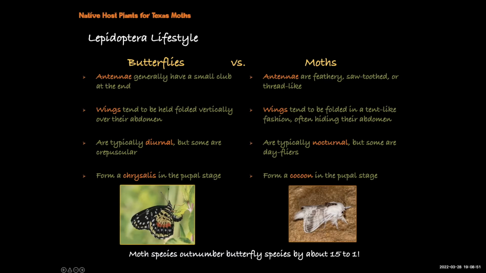Butterflies, for the most part, are typically diurnal or around during the day, but some are crepuscular, meaning they're around at dawn and dusk. But moths, on the other hand, are typically nocturnal, but some are actually day flyers.